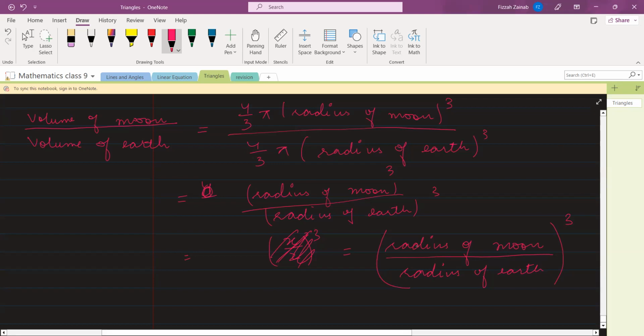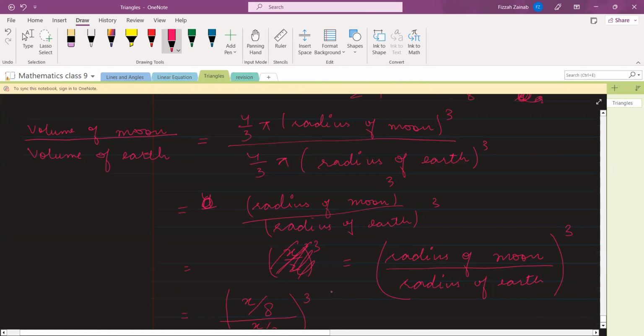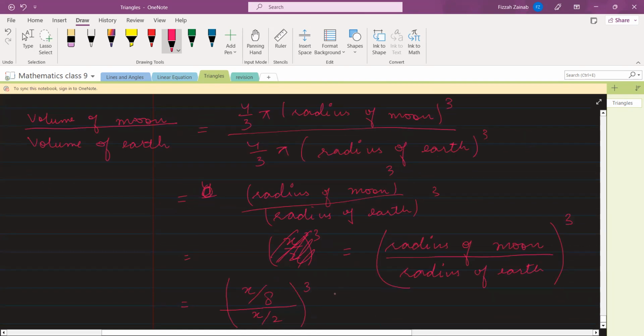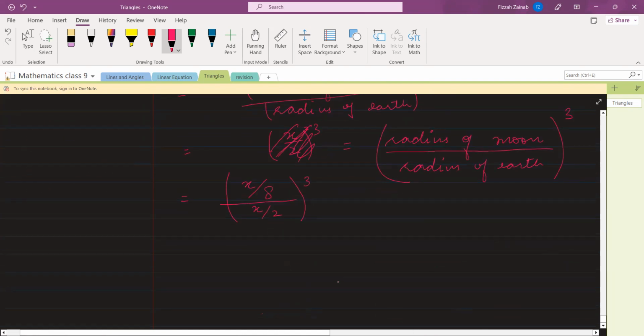Okay. Now you put here. So radius of moon is x upon 8, and then radius of earth is x upon 2, and then whole cube. You can solve it separately also. I mean the cube of numerator upon cube of denominator, or you can take the combined cube. It will not make any difference.